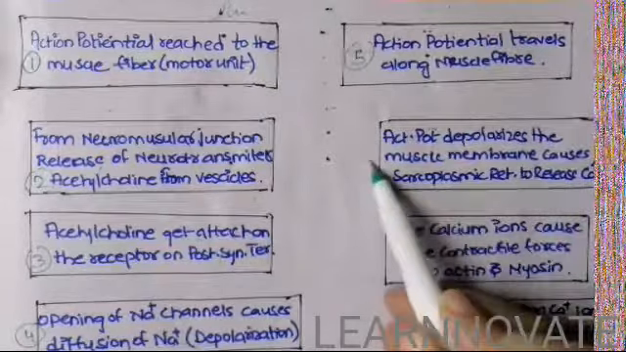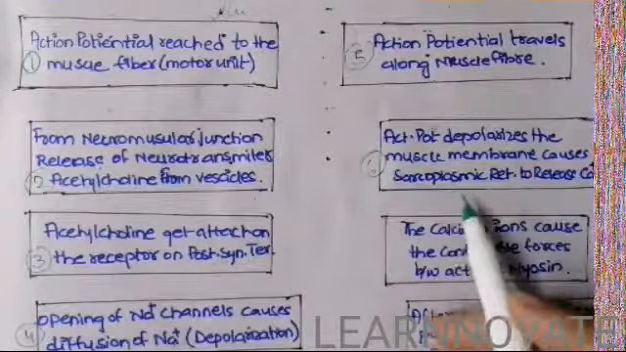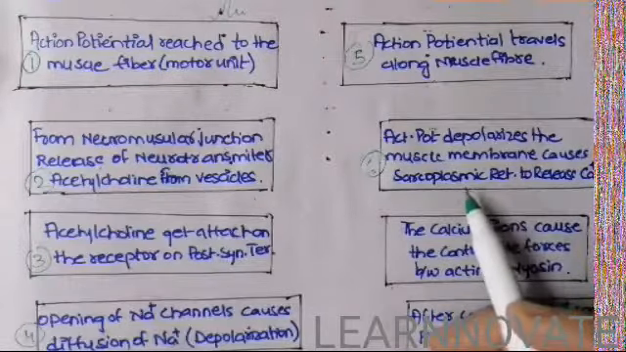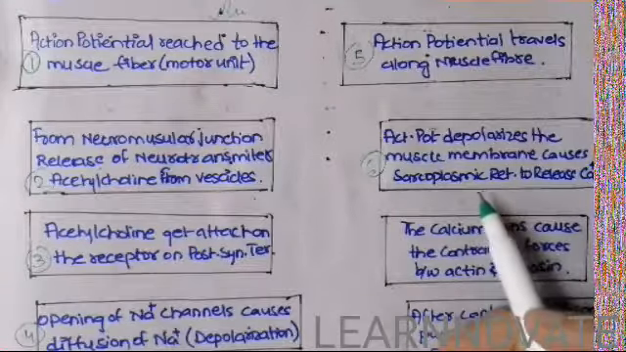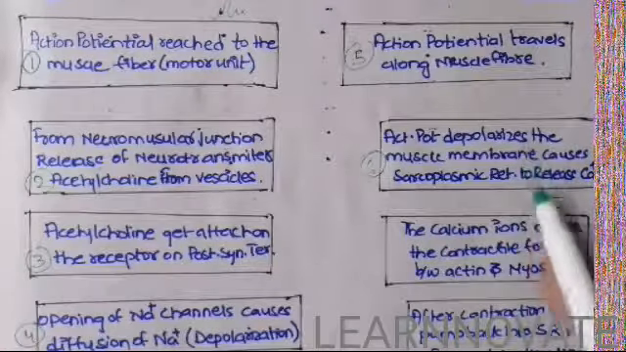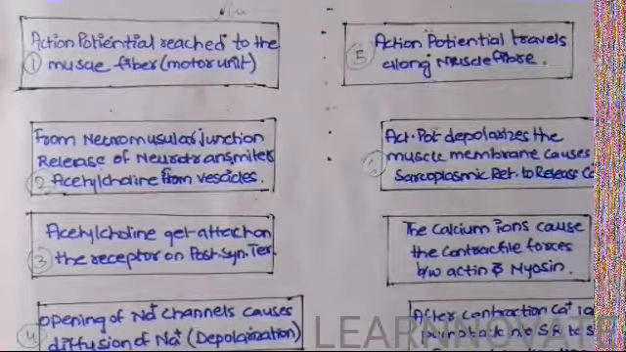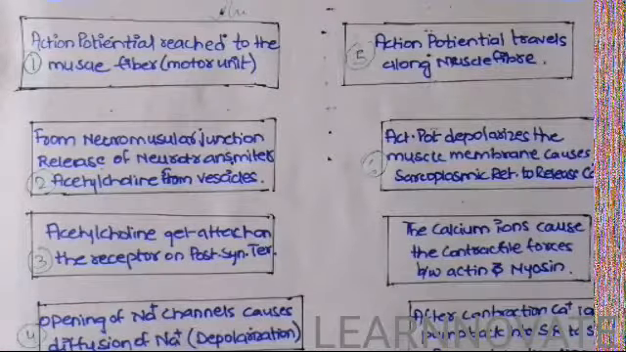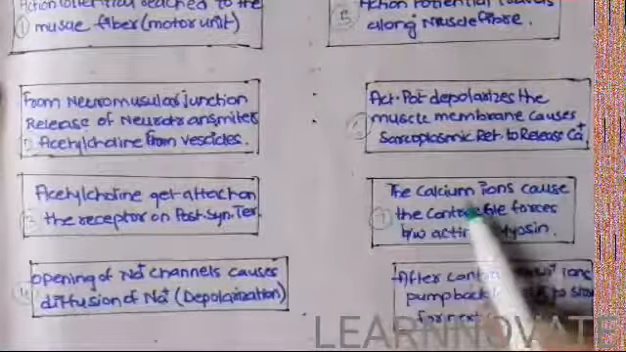The action potential in the sixth step depolarizes the muscle membrane and affects the sarcoplasmic reticulum. The sarcoplasm has a large number of sarcoplasmic reticulum. So these sarcoplasmic reticulum, in response to depolarization, will release the calcium ions. These calcium ions that are stored in the sarcoplasmic reticulum are released in the sixth step, and there will be a release of this calcium.